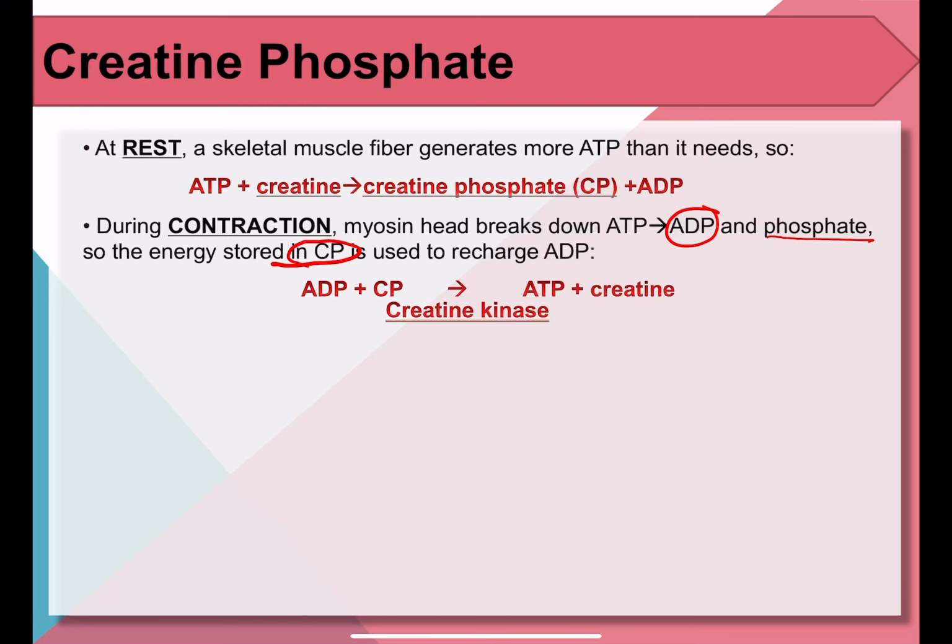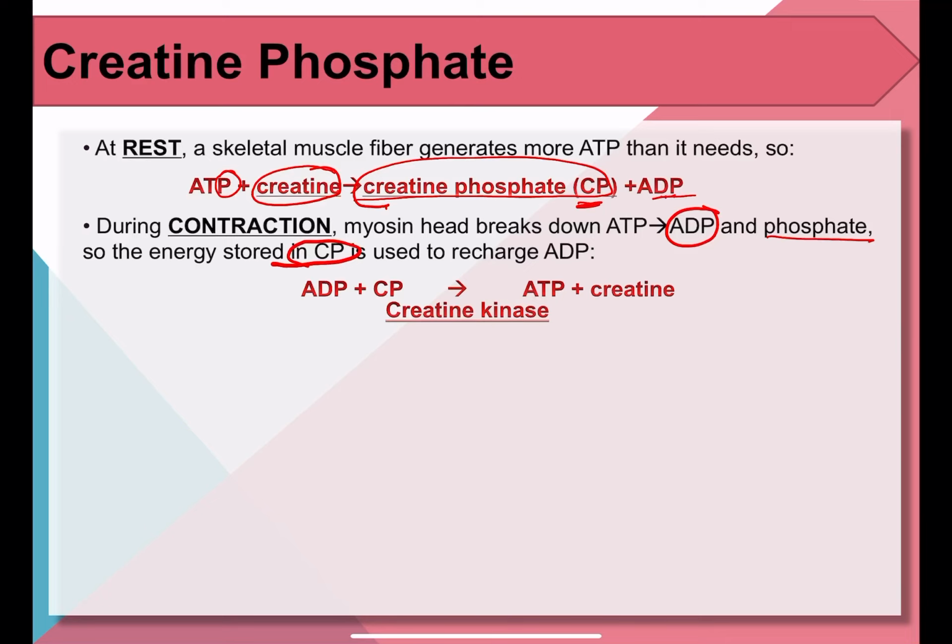So what happens is, during resting state, excuse me for the noise outside. So in resting state, you have your creatine that can combine with the phosphate group from ATP to make creatine phosphate, CP, leaving your ADP floating around. So now, in a sense, creatine phosphate is serving as a temporary storage thing for those extra phosphate groups, okay?